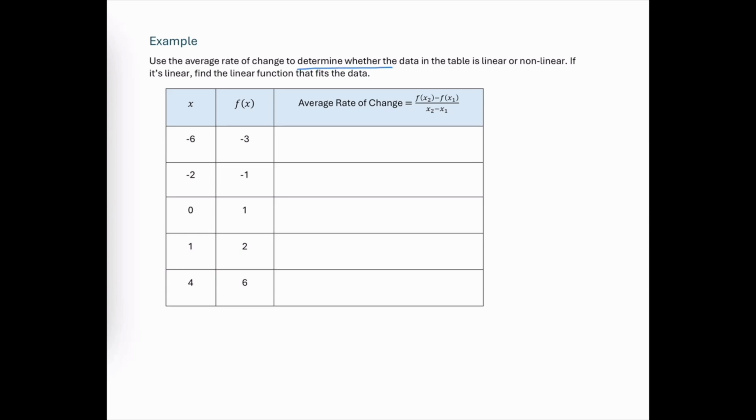We're asked to determine whether or not the data is linear, so we need to calculate the average rate of change between each of the pairs of ordered pairs. So we'll begin with the top two. We'll say y2 is -1 minus y1, which is -3, and then divide that by x2, which is -2, minus x1, which is -6. So we're subtracting -6 here. We have in the numerator -1 plus 3, which is going to be +2, and in the denominator we have -2 plus 6, which is going to be +4. So this simplifies down to being 1/2.